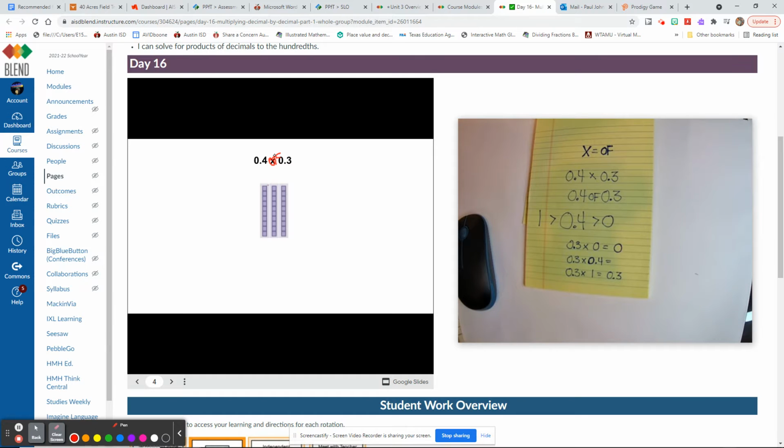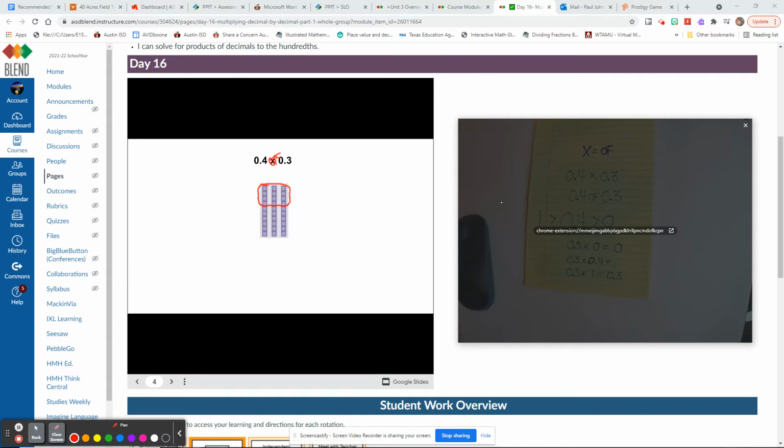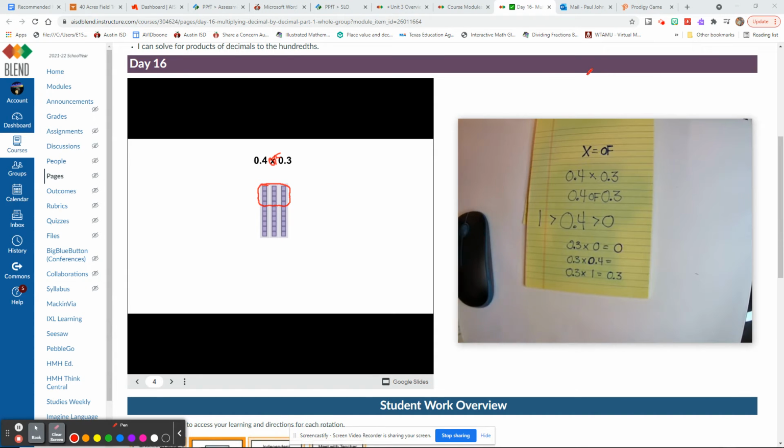What that really means is we take 4/10 out of each one of those tenths. 4/10 of 1/10, 4/10 of 2/10, 4/10 of 3/10. If we counted all those up, we have 4, 8, 12 hundredths.